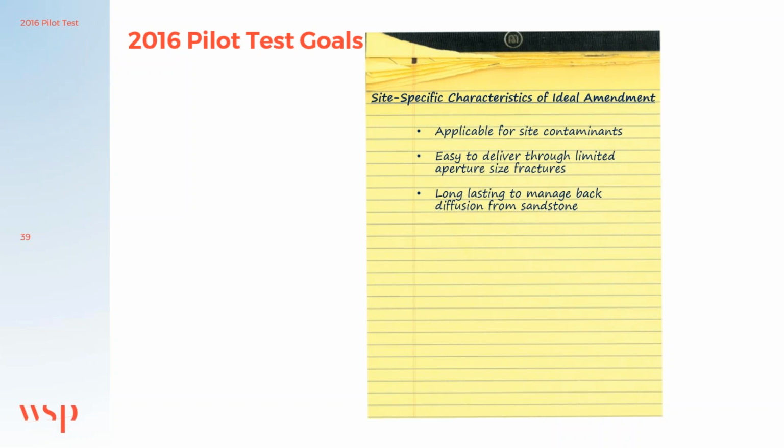For bio, TCA is a known inhibitor of Dehalococcoides, the microbe that is capable of completely dechlorinating the chlorinated solvents to innocuous end products. Other characteristics of an ideal amendment are that it be easy to deliver into the fracture network and that it be long-lasting to manage the back diffusion.